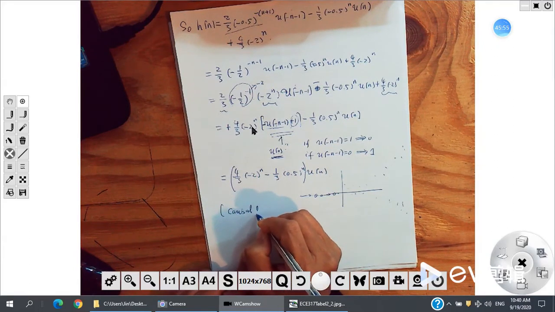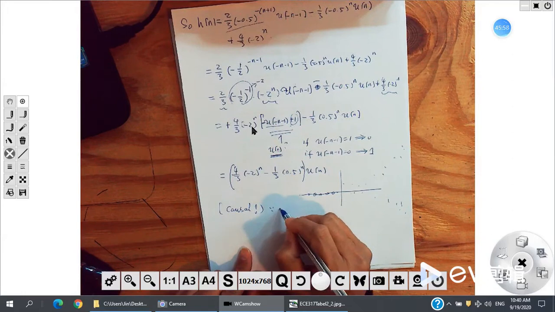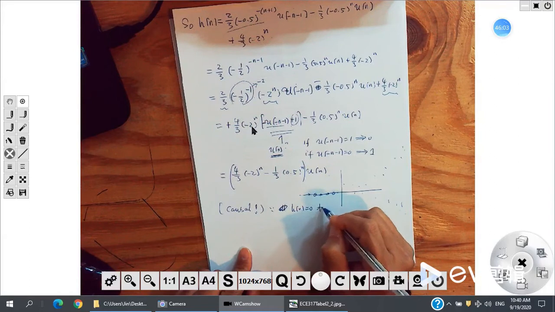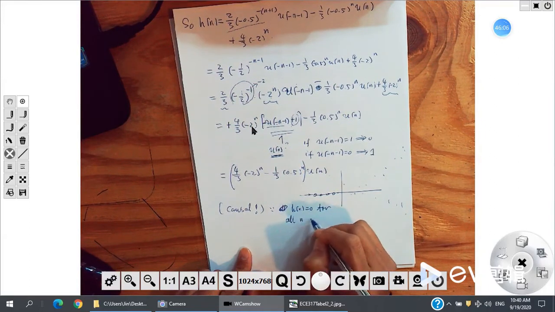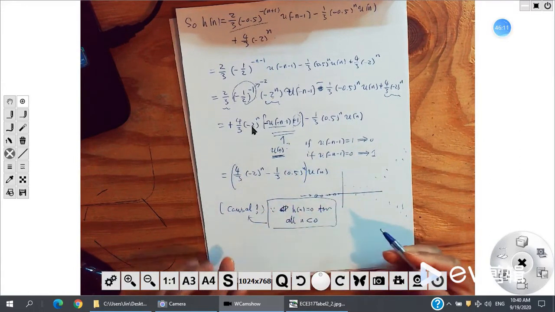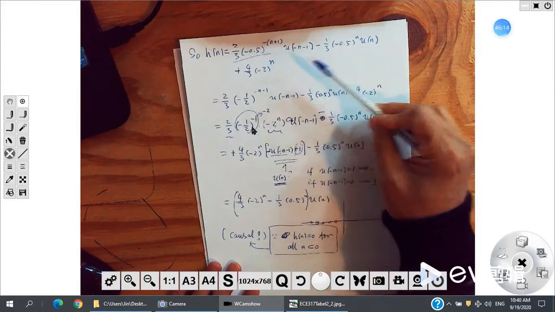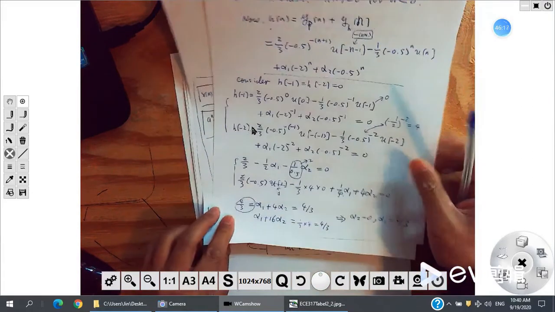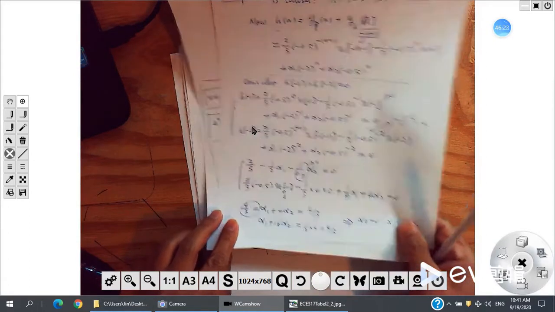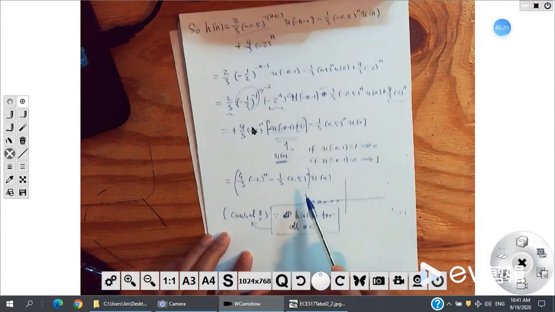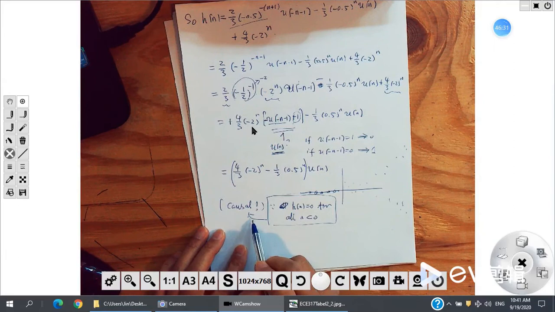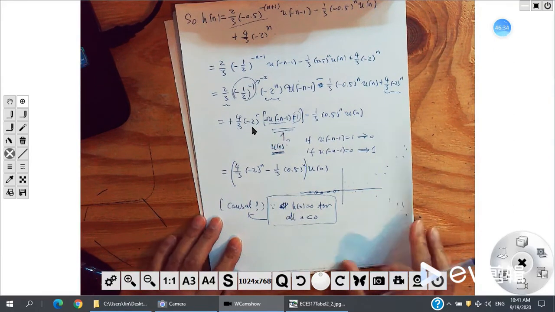Yes, it is really causal, because our h of n equals 0 for all n smaller than 0. We find alpha 1 and alpha 2 just by two initial conditions, right? Just by these two initial conditions, I find alpha 1, alpha 2, and then the result we know, all these are 0. So it is really causal. Alright, so this is the first one.